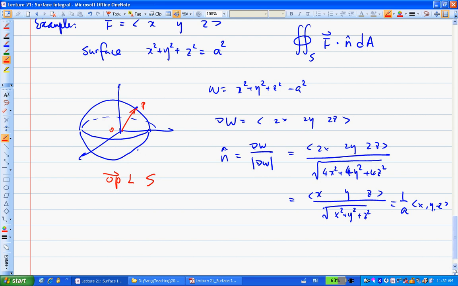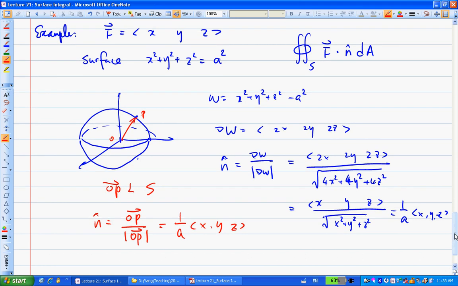If OP is perpendicular to the surface S, then n hat will be just OP over the absolute value of OP. And the absolute value of OP is basically 1 over a, because this is the radius. So x, y, z over a. Same result. Okay, so now you've got n hat.